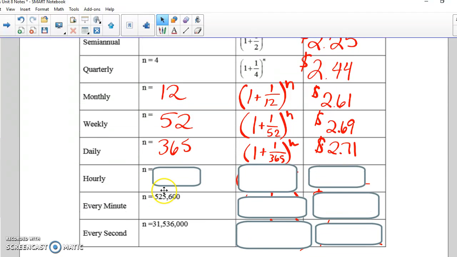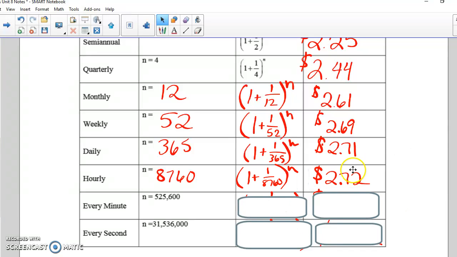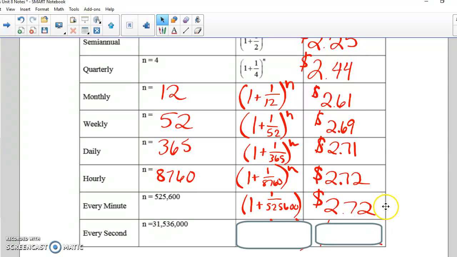Okay, what if we did it hourly? So every hour, more interest is calculated. Well, we have 8,760 hours in a year. Plug that in, and we get $2.72. Okay, what happens when we compound every minute? We plug in our equation. Oops, I forgot the little N there. $2.72 again.